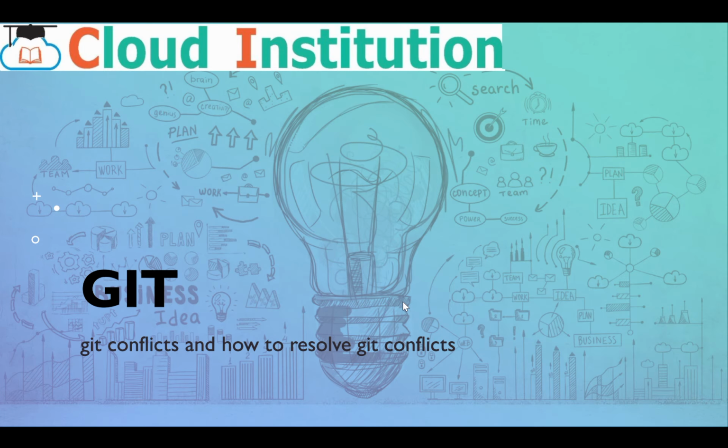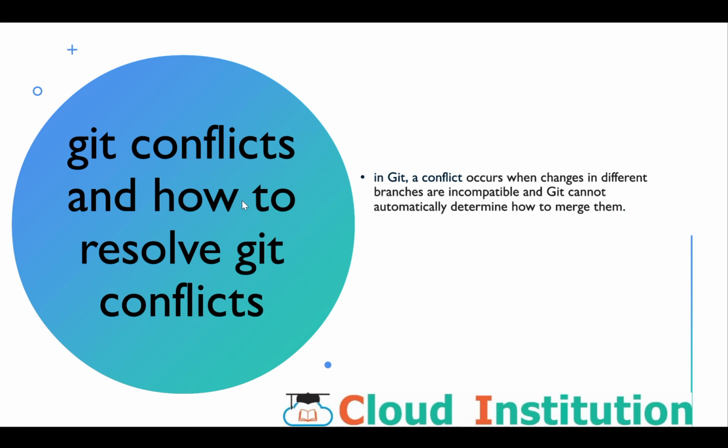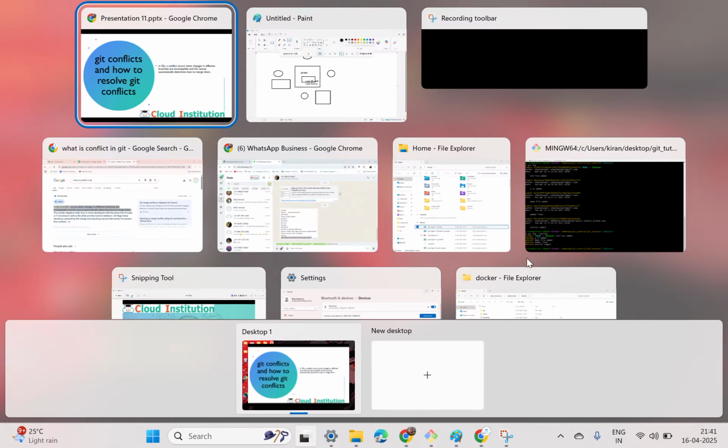Now, what is a Git conflict? In Git, a conflict occurs when changes in different branches are incompatible, and Git cannot automatically determine how to merge them. At that time, it will give Git conflict errors. Let's see it with a practical to understand it in a better way.